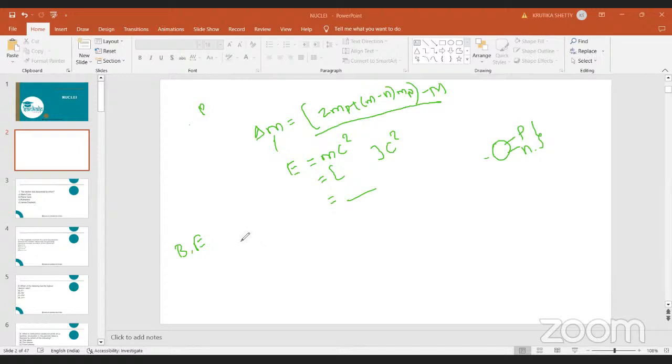The binding energy per nucleon is given by the binding energy divided by A, where A is the mass number. From this we can calculate the binding energy per nucleon.